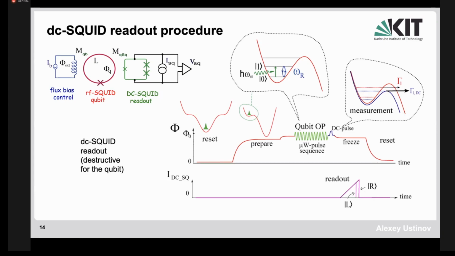And when you freeze, you have all the time of the universe to measure the result, because you already projected your quantum state to the localized state. If it tunneled out, it's in the deep well on the right. If it didn't tunnel out, it's in the deep well on the left. Then you send the current through the SQUID, and you have different switching currents of the SQUID. If you measure the smaller value, you have the state left. If you measure the larger value, you're in the state right. So this is a very simple procedure which was initially used to measure quantum circuits.